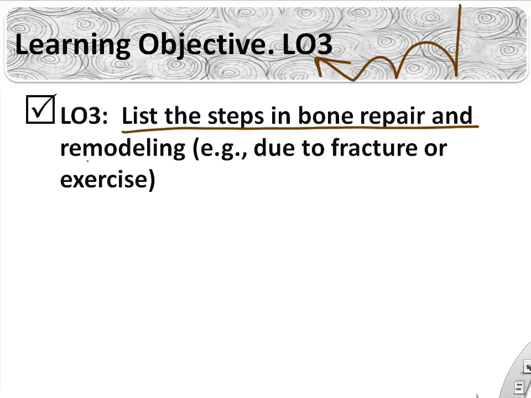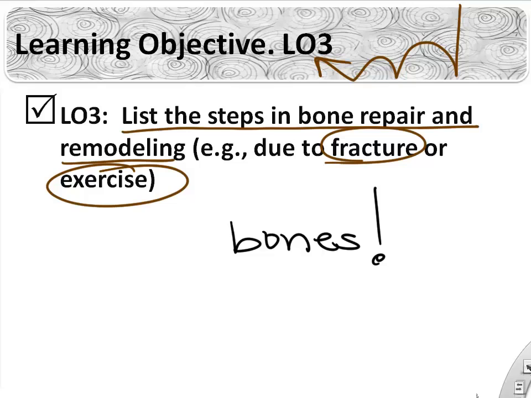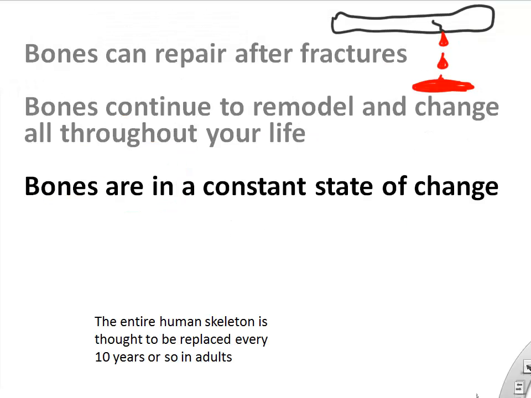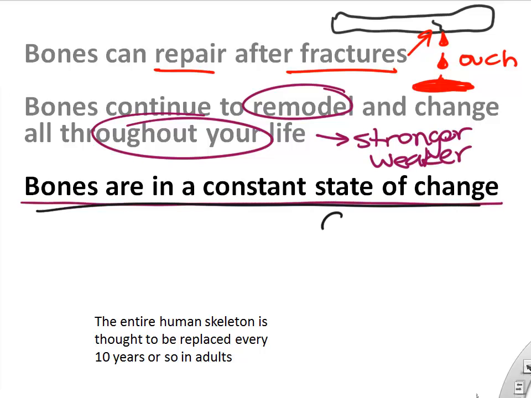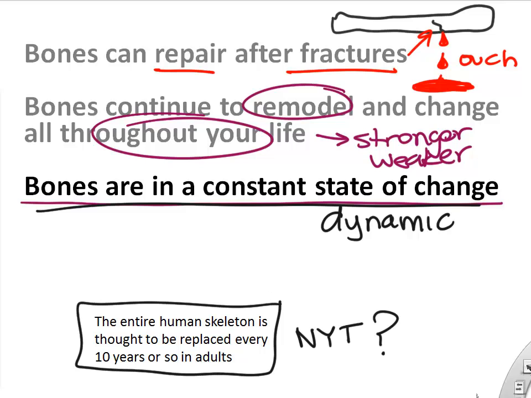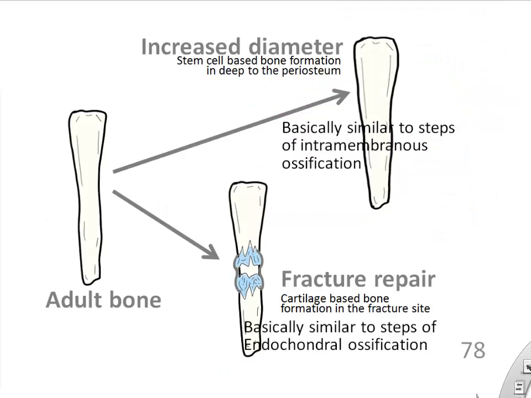The next thing we're going to do is talk a little bit about bone repair, looking at remodeling after a fracture and also when you exercise. Obviously, bones can repair after you break a bone, and they can actually change when you stress them. They can get stronger or weaker depending on what you're doing. So bones are in a continual state of change. So let's look at the steps in fracture repair.